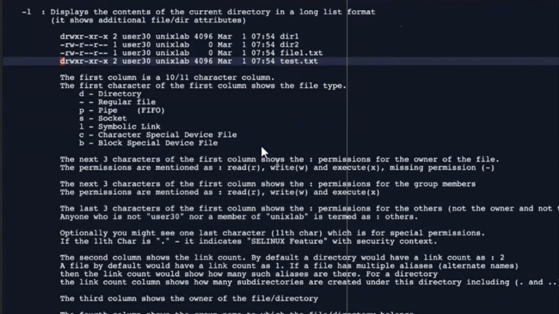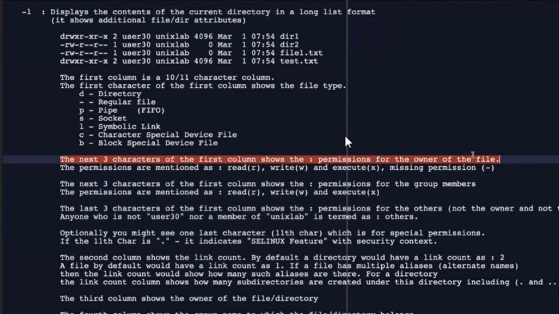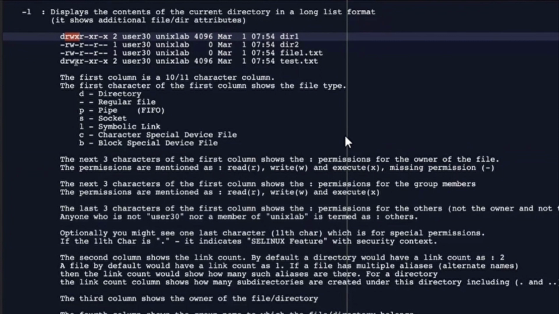Next thing is the first column, but the next three characters, which means I am now talking about these three characters, which will take a form of RWX, something of that sort. Let's understand what those next three characters indicate. The next three characters of the first column show the permissions for the owner of the file. So what permissions does the owner of this particular file have on this given file.